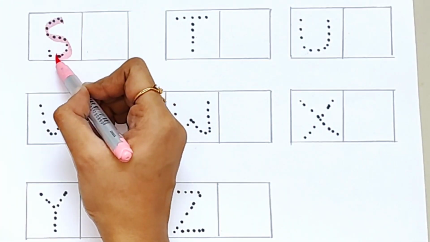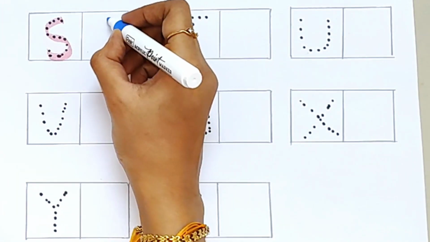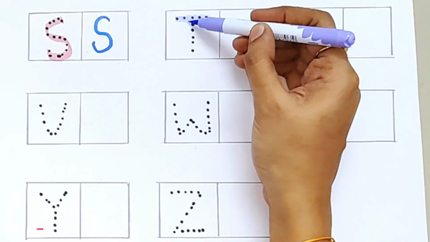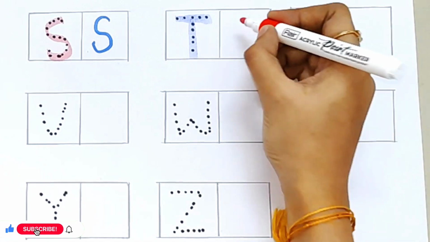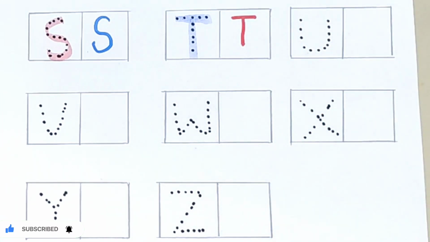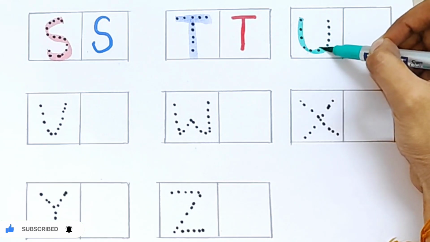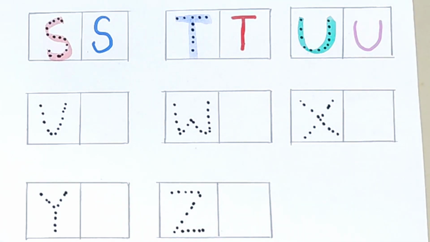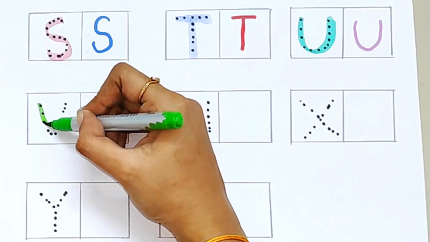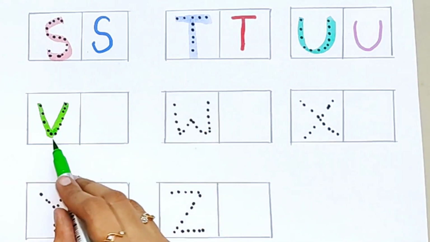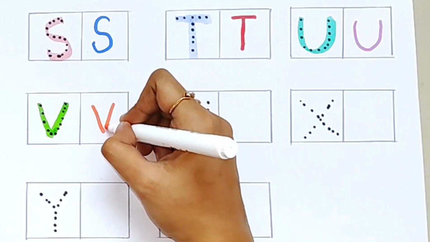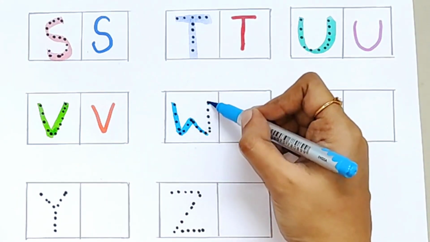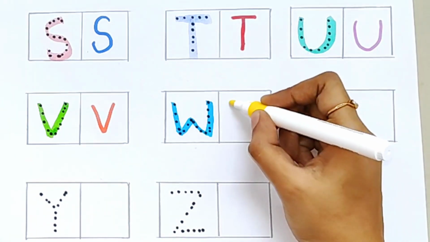S for sparrow. T for toucan. U for ultramarine grosbeak. V for vulture. W for woodpecker.